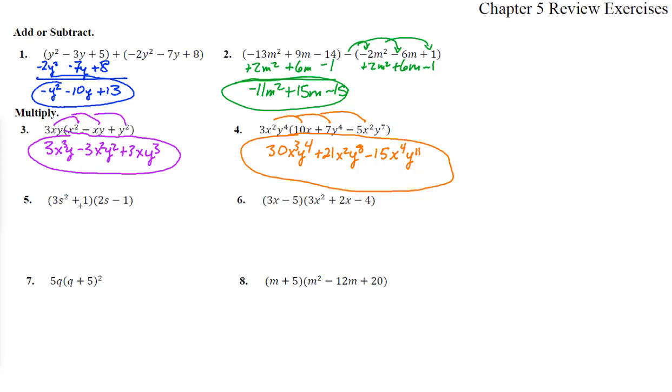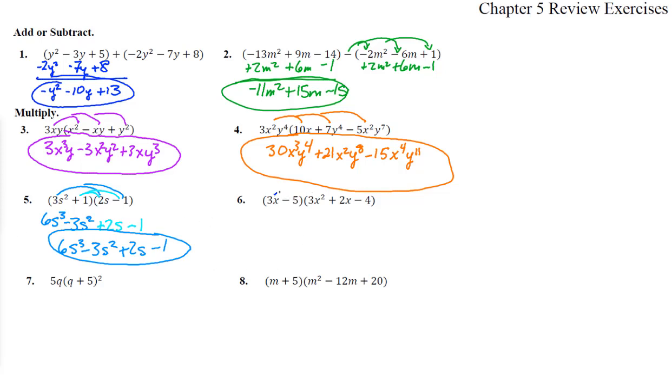Next one, number 5. Here we have a binomial times a binomial, so we've got to first distribute the 3s squared, and we get 6s cubed minus 3s squared. Now we distribute, let's use just a slightly different color there, the 1 like that, and so we get a plus 2s minus 1. And then we combine like terms. Do we have any terms that can combine? Nope, just 6s cubed minus 3s squared plus 2s minus 1. And there we go.